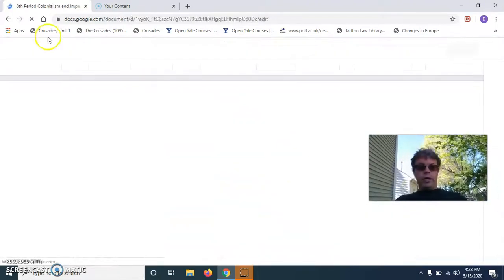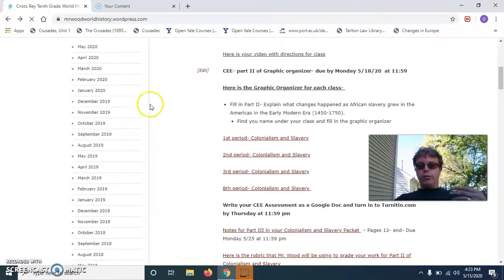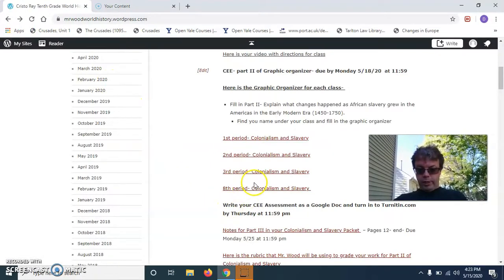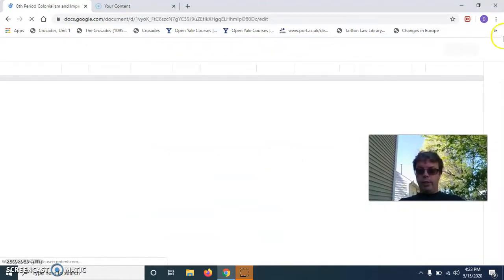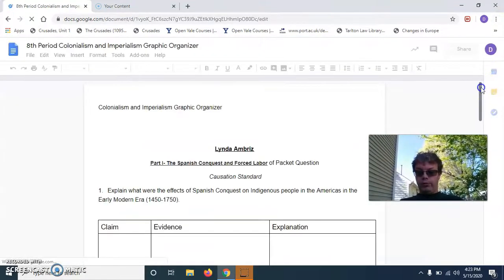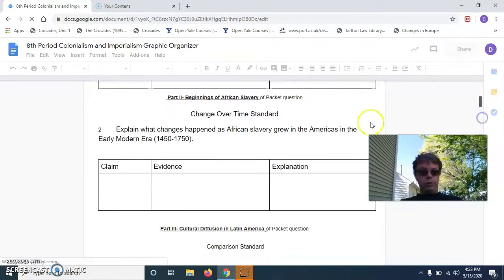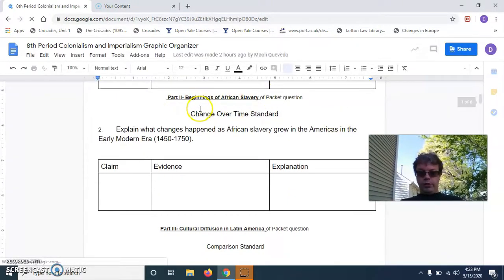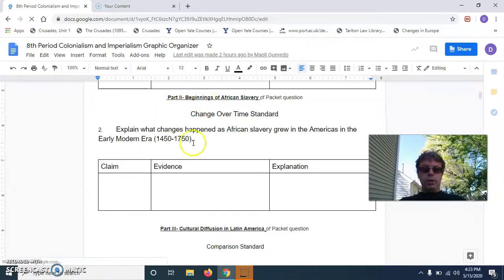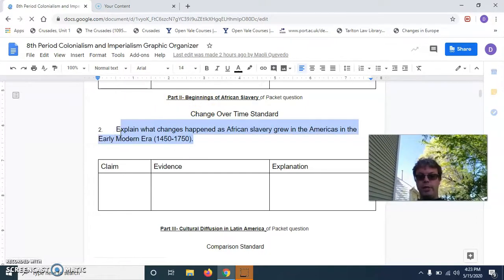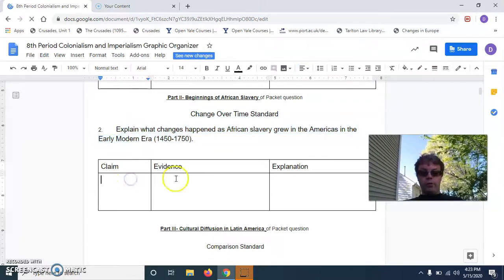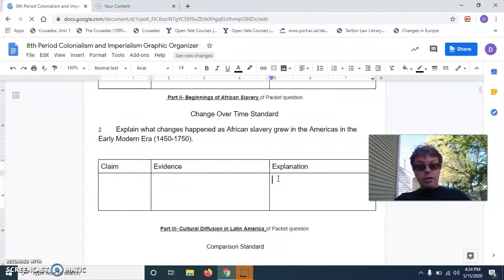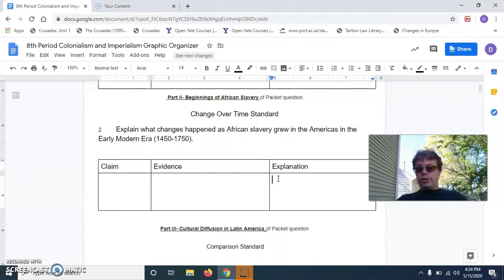So let me just take a step back there. You find your class, so if you're in my 8th period class, you're right here, just like we've done for all the graphic organizers, and you find your name on there, and you fill out your part of the graphic organizer. So here's part 2, right there. So you find your name, and then you go to part 2 under your name, and it says, explain what changes happen as African slavery grew in the Americas in the early modern era. Now, the thing about when you fill this out is you also have access to see anybody else's. So if you're like, I don't get it, I don't know what I'm supposed to do, look at other people's answers here, and you can see their ideas.